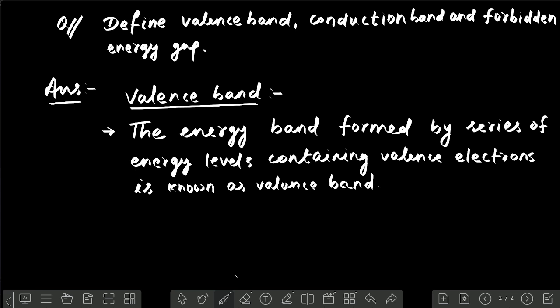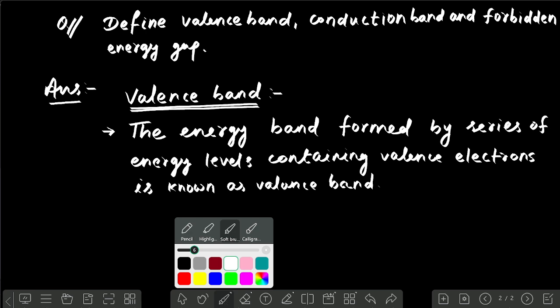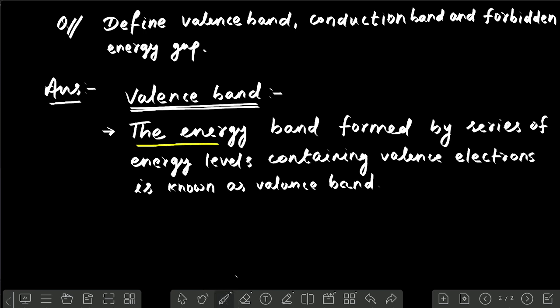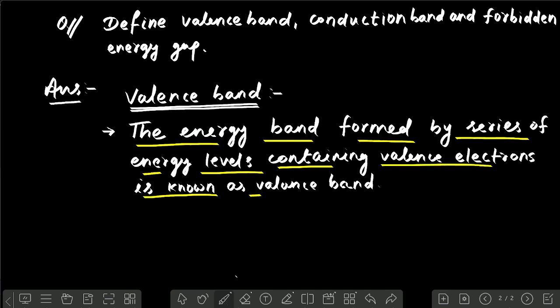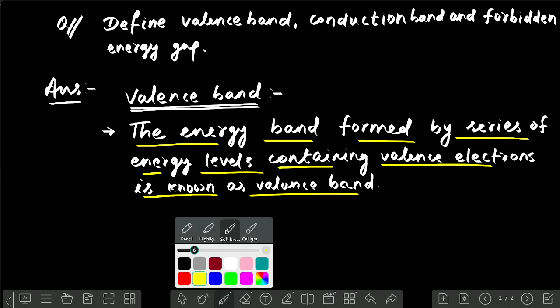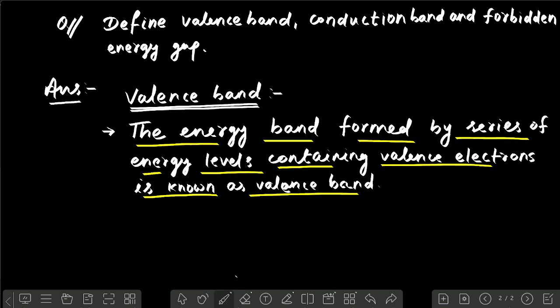So first you write what is valence band. In the valence band definition, first you remember: the energy band formed by a series of energy levels containing valence electrons is known as valence band. Yes or no? Clear? So this valence band consists of many energy levels.